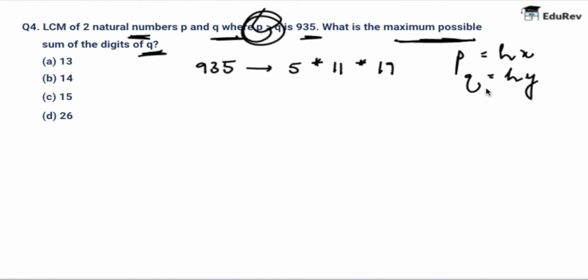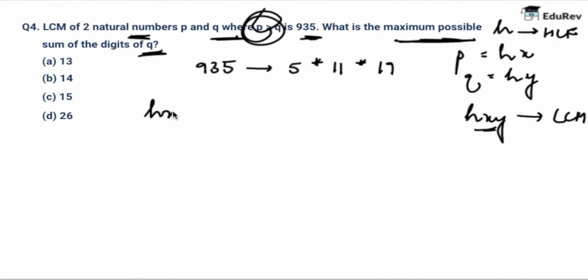Therefore, the LCM of p and q is going to be hxy, where h is nothing but the HCF. Now we have LCM equal to 935, that is hxy is 935. Now if h is 1 and p is 935 and q is 1, then the sum of digits of q is also 1.